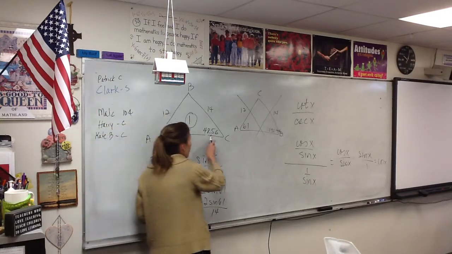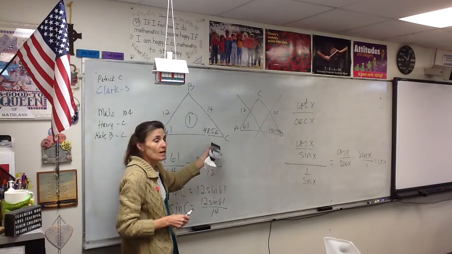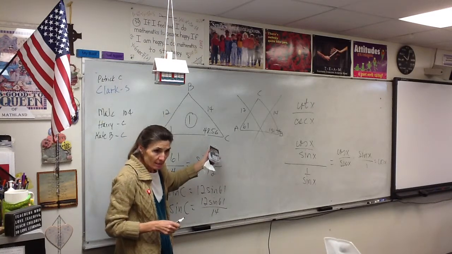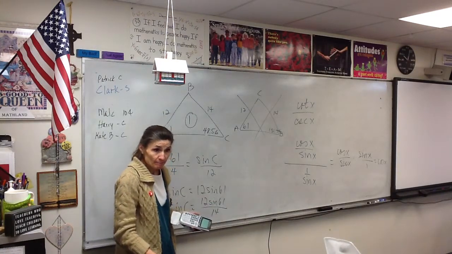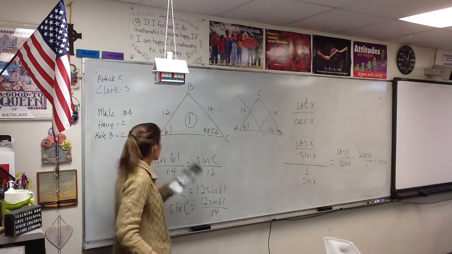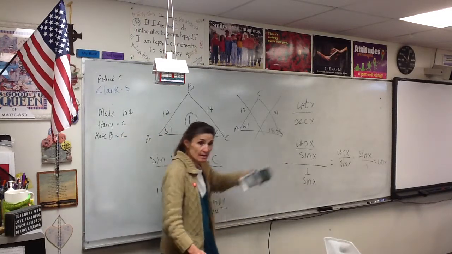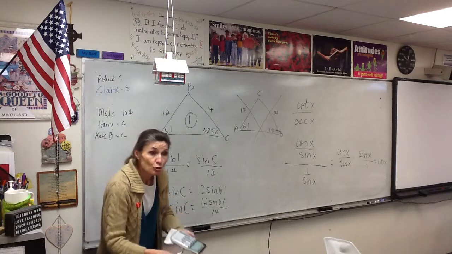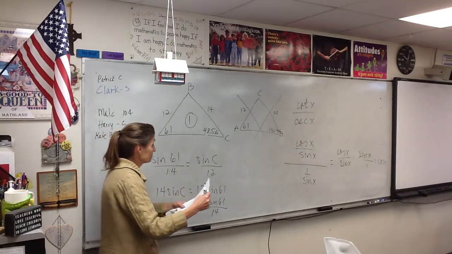Wait, how did you get the 131? These two are always supplements of each other. So whatever this one is, you subtract it from 180. It doesn't have anything to do with the 61. You subtract it from 180 to find that second angle. In this case, it's too big. So we had to not use it.